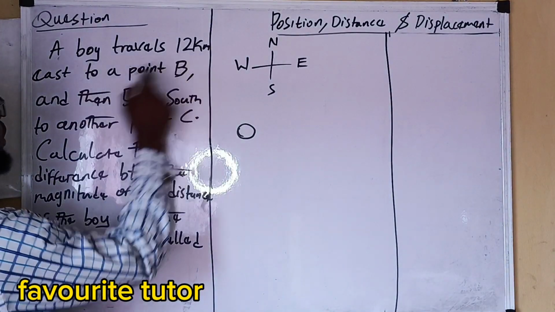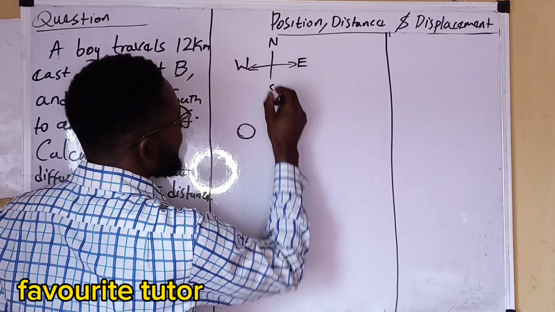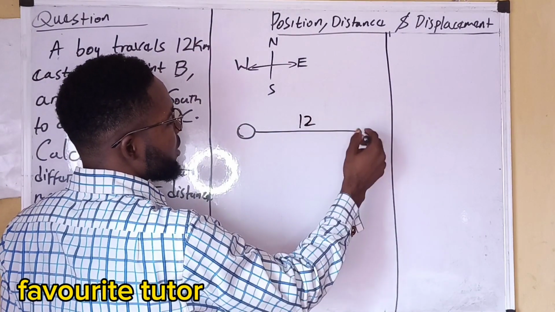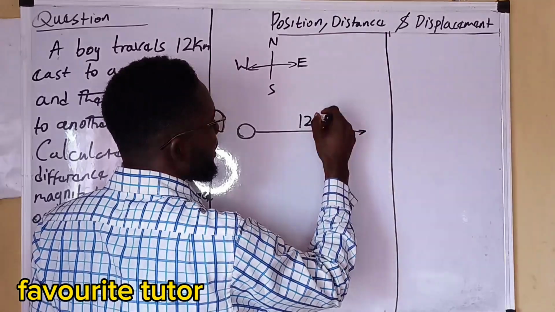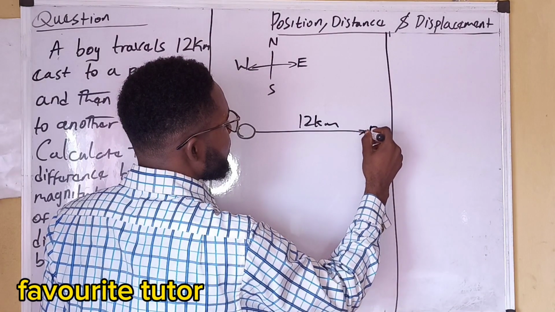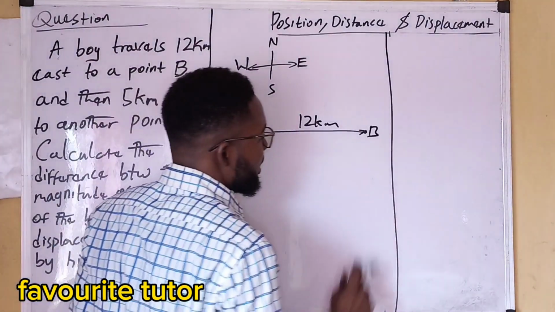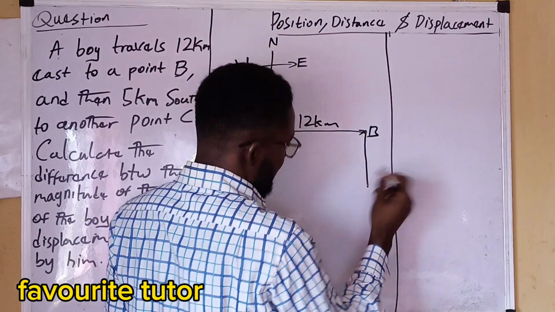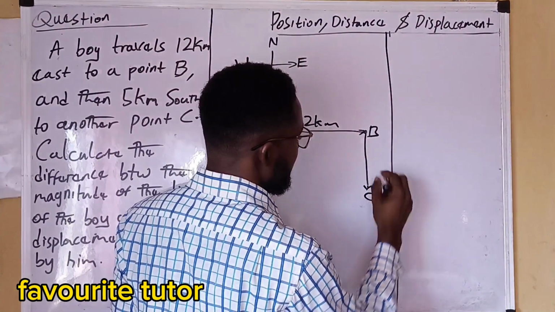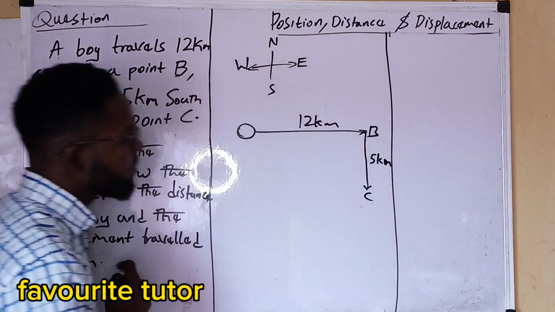It says the boy traveled 12 kilometers east. So therefore we are going to this side, that is the right hand side. 12 kilometers east. So let's assume that the magnitude of this line is 12 kilometers, to a point B. So here's B. And then 5 kilometers south. South, we are going down. 5 kilometers south. Based on assumption, this is south, to a point C. The magnitude of this line is 5 kilometers, based on assumption.